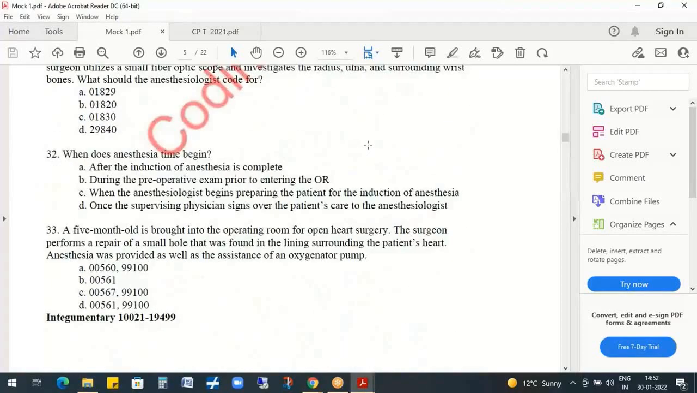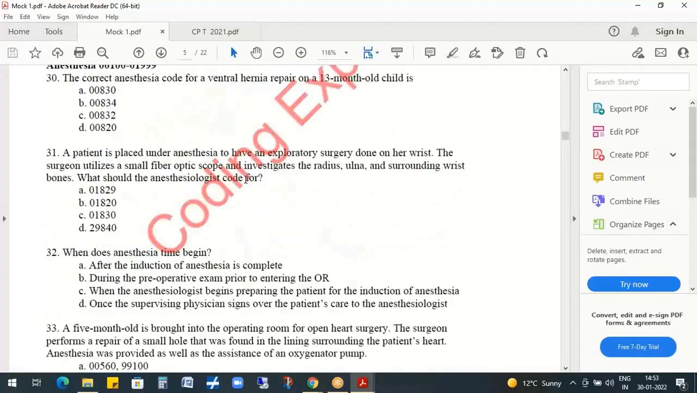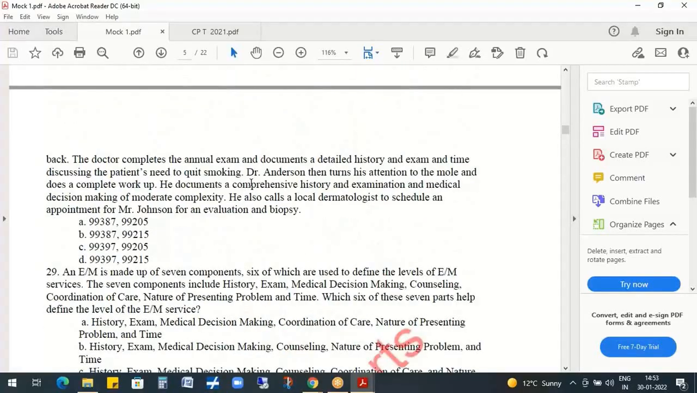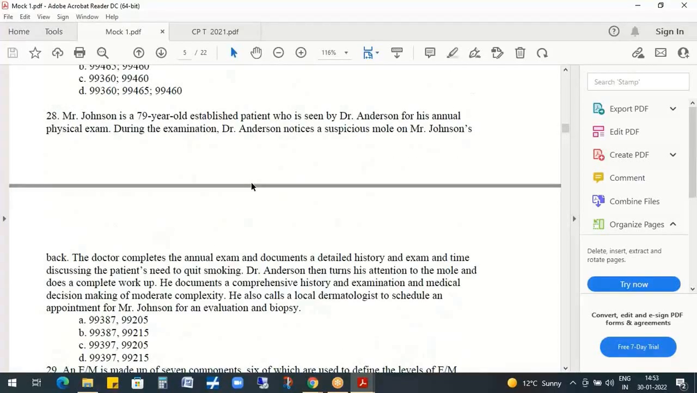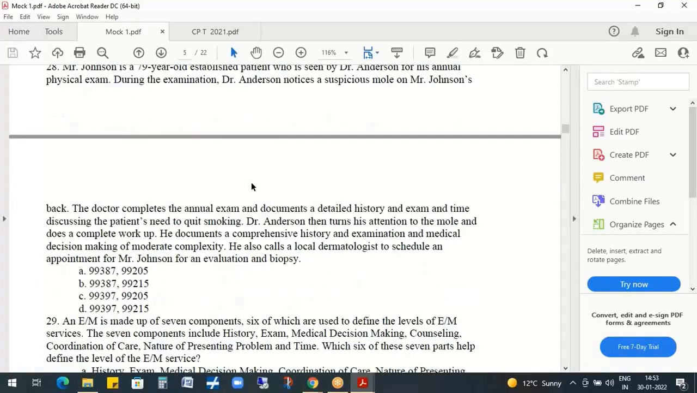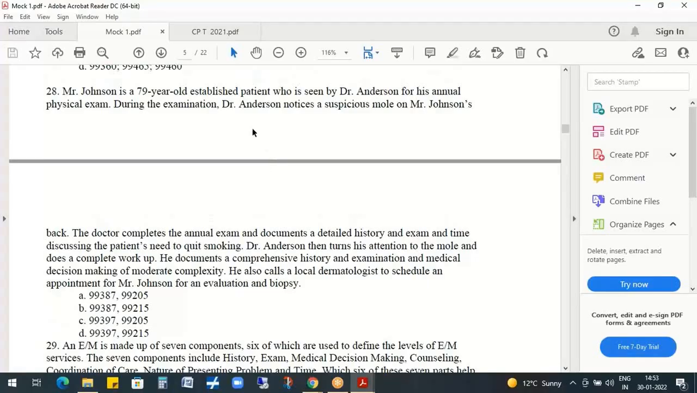Before that, you can check 30 to 33 in anesthesia. Any doubt? Sir, 28 questions. 28 is nothing but E/M. She's coming for annual examination. Established patient or new patient? Established patient. So D is the answer. Established patient means you need to code an established office visit. It's a straightforward question.